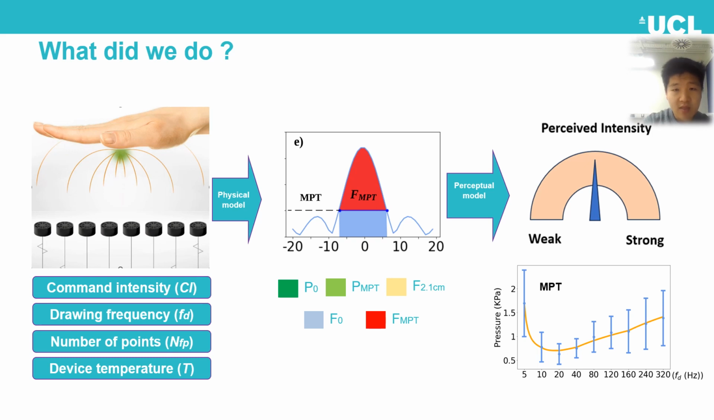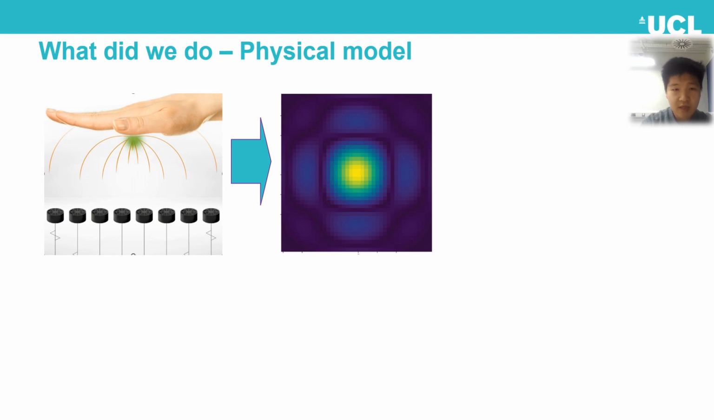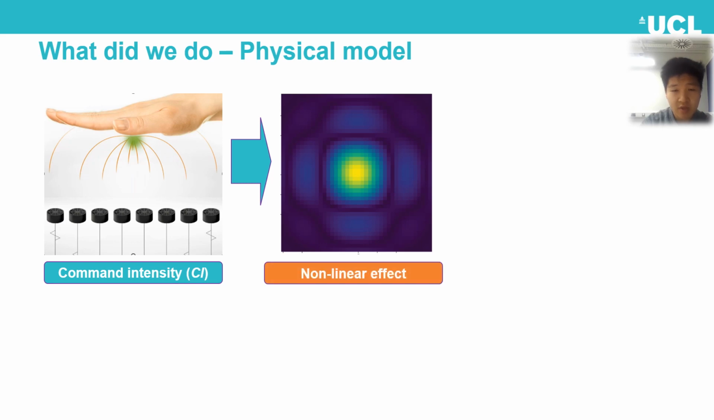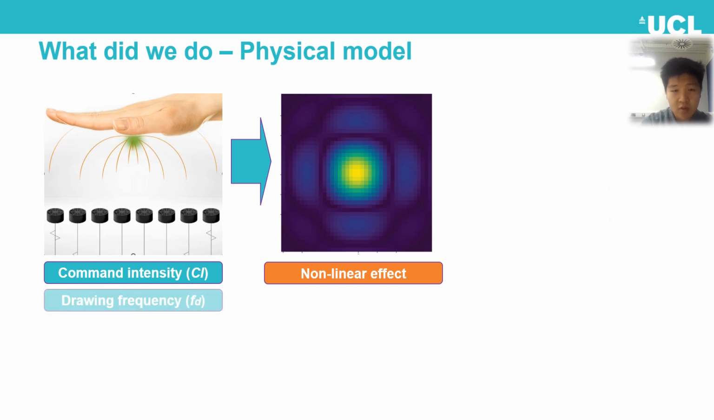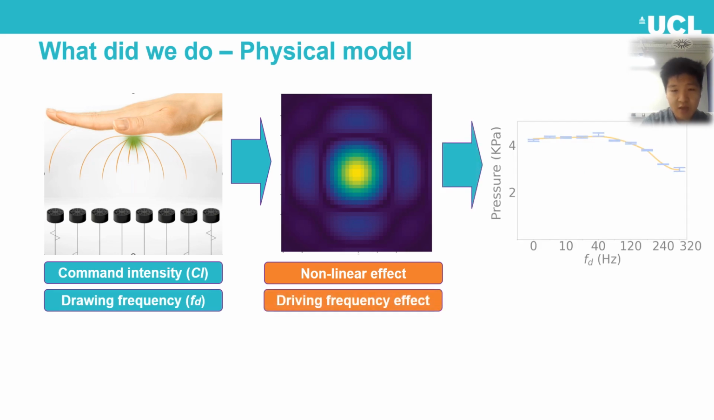In order to derive all these physical properties, a physical measurement experiment was conducted. In the physical measurement experiment, different device parameters were independently mapped to their corresponding physical effect. The combined intensity was mapped to the nonlinear effect, which illustrates the relationship between the pressure measured at each of the different combined intensity cases. The drawing frequency was mapped to the driving frequency effect, which demonstrates the relationship between the pressure measured at each of the different drawing frequency cases and the drawing frequency that has been used.